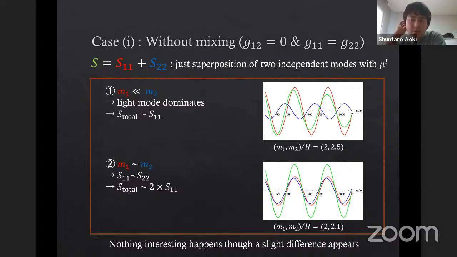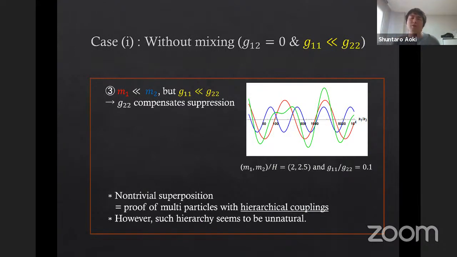So let's look for a more interesting situation. We have a possibility to get a non-trivial superposition if we choose the coupling constants hierarchically. So again, let me consider the case M1 is much smaller than M2, but this time I choose the coupling constant G22 to be larger than G11 so that it compensates the suppression. In this case, we get this kind of figure, and you can see the total wave, the green line, has a non-trivial form.